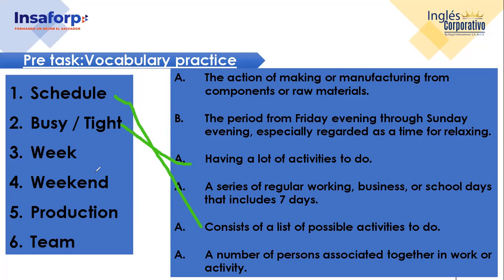Week would be a series of regular working, business, or school days that include 7 days. Then you have weekend, right? The period from Friday evening to Sunday evening. Production? The action of making or manufacturing from components or raw materials. Raw materials, la materia prima. So procesos de manufactura and the materia prima. And the last one, team. What's team? A number of persons associated together in work or activity.